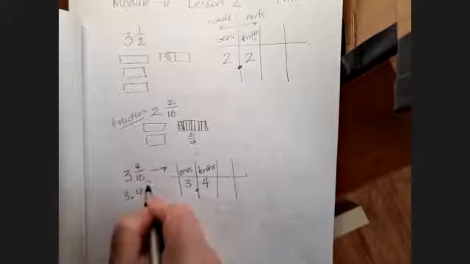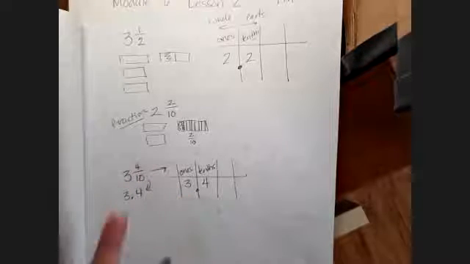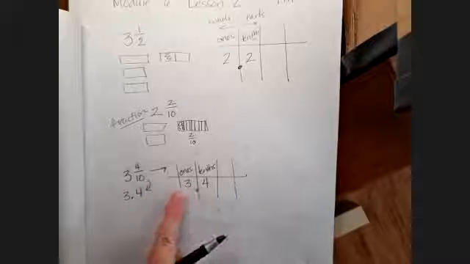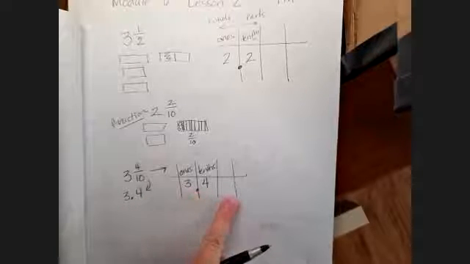3 and 4 tenths, I can also write it like this. Fraction, decimal. So this is a mixed number. This is just writing it as a fraction: whole number and the part. So the whole number goes to the left of the decimal. The parts go to the right of the decimal.